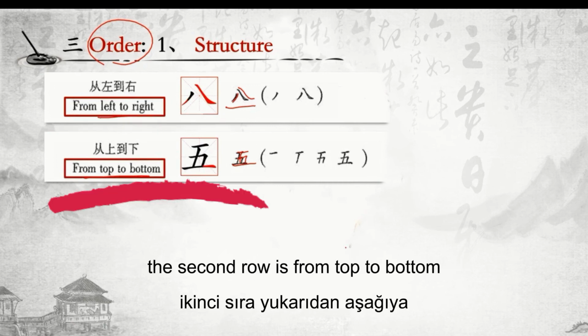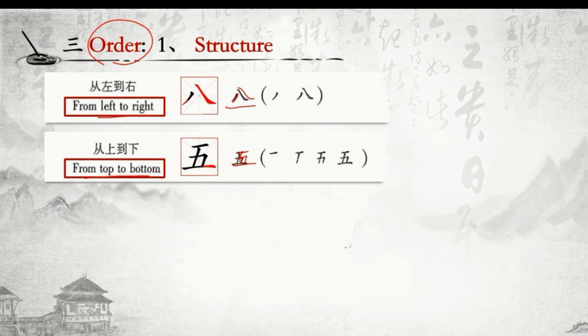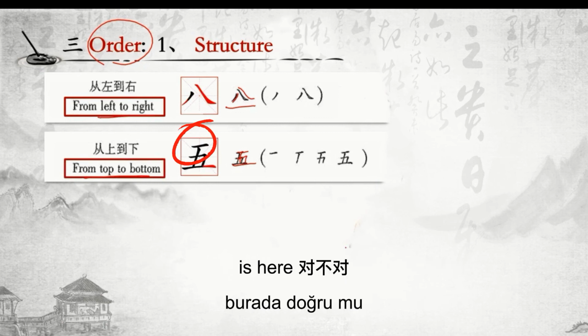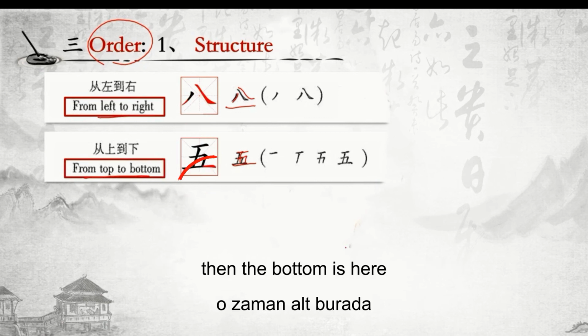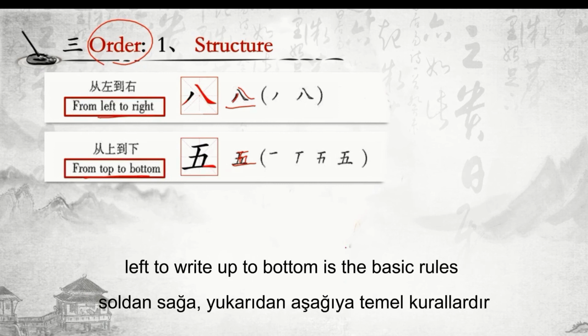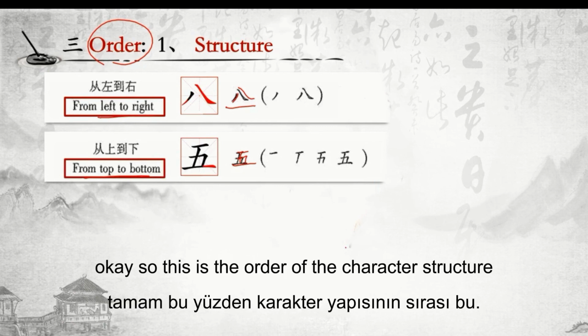The second rule is from top to bottom. It means when you check this character, try to analyze. The top one, of course, is here. 对不对? Then the bottom is here. Then this one. Then is the last bottom, ending one. So left to right, upper to bottom is these two basic rules we should have idea. Okay, so this is the order of the character structure.